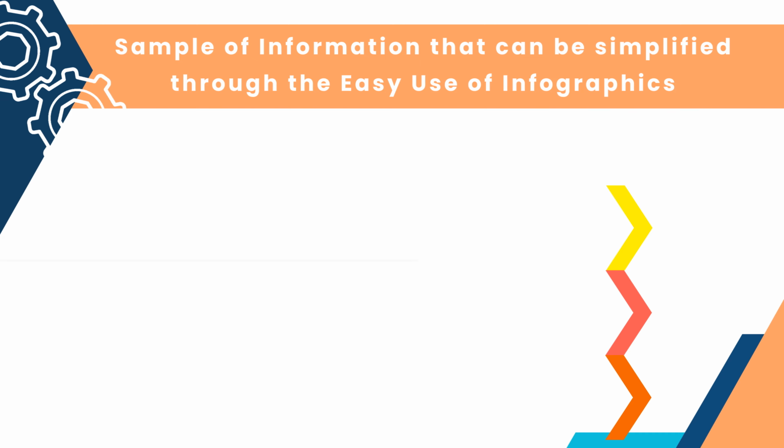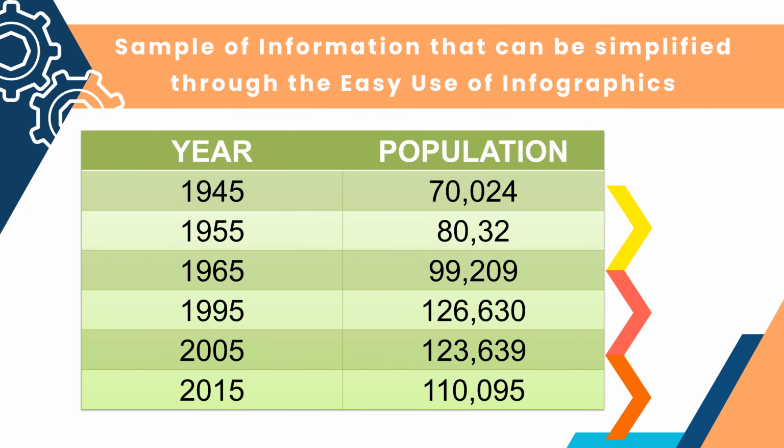Sample of information that can be simplified through the easy use of infographics. This is data with the year from 1945 to 2015 and its population from 70,000 to 110,000. Let's find out how we can easily show it by the use of a chart or an infographic.